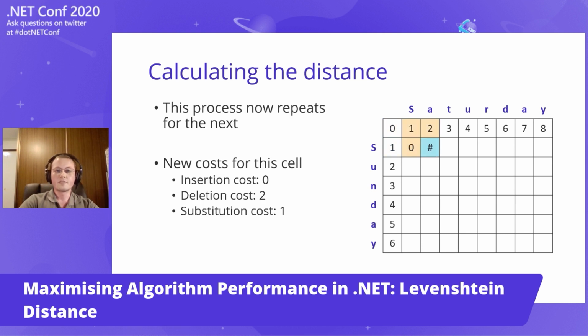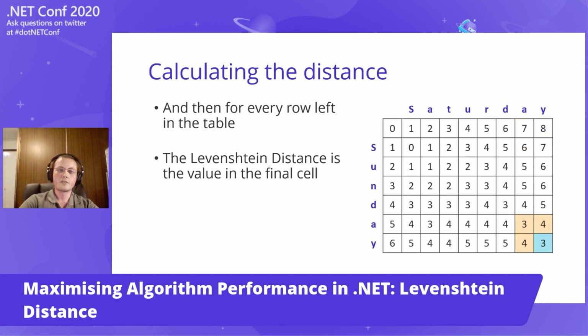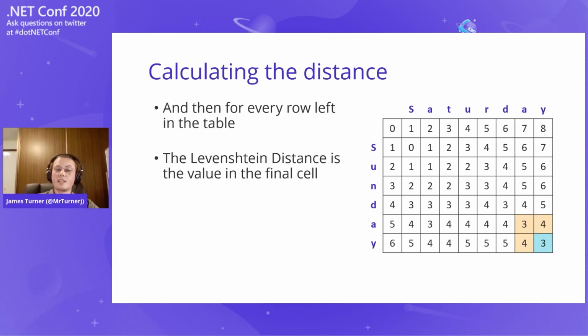We repeat this process for the next cell in the row. We have an insertion cost of 0, a deletion cost of 2, and a substitution cost of 1. Following the same formula on the previous slides, this gives us the result of 1. Repeat this process for every cell in the row, and repeat that for every row in the table. The Levenshtein distance is found in the last cell in the bottom right corner. This means that the Levenshtein distance for Saturday and Sunday is 3.